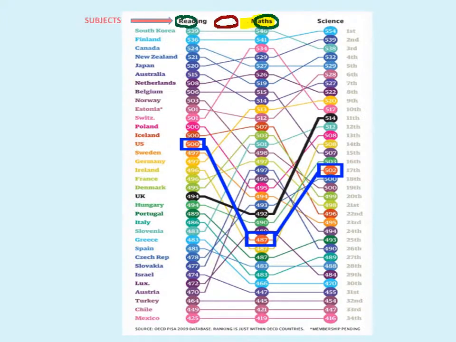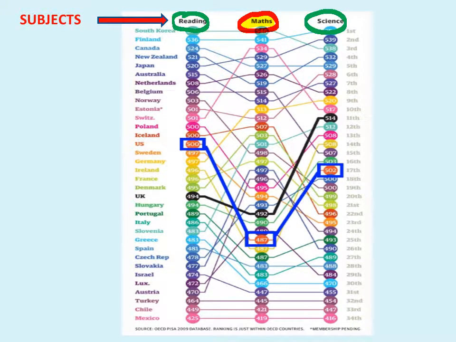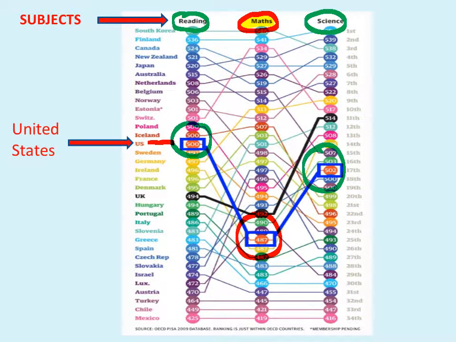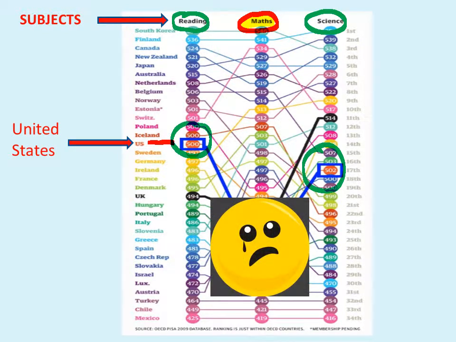If we look at test scores of different subjects such as reading, math, and science, this is how the United States scores compared to other countries. If you notice, right here we are at math. That's pretty sad.